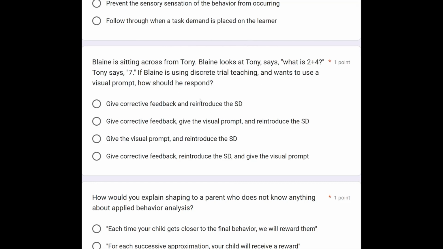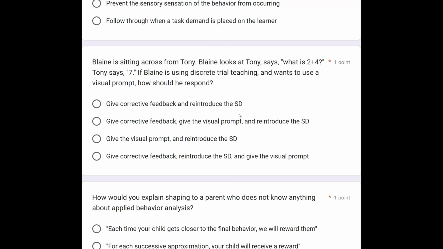He wants to use a visual prompt, and now he needs to respond to Tony. So what is the setup? Well, he looks at Tony and says, what is 2 plus 4? Tony says 7. So Tony's given the response. Blaine now has to follow the response. How does he respond? Remember, he wants to use the visual prompt. A, give corrective feedback and reintroduce the SD. Okay, but what are we missing with A? Well, he didn't use his prompt.